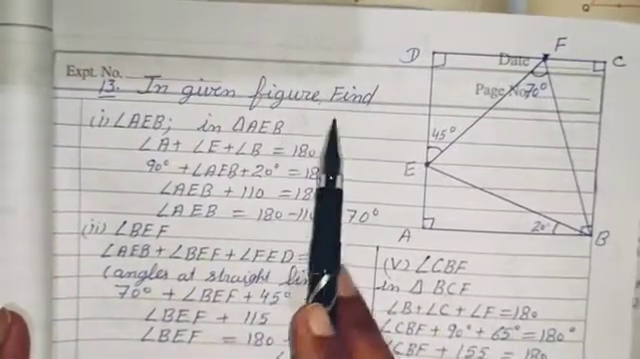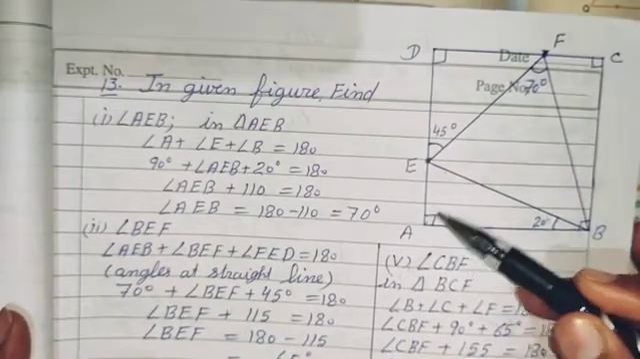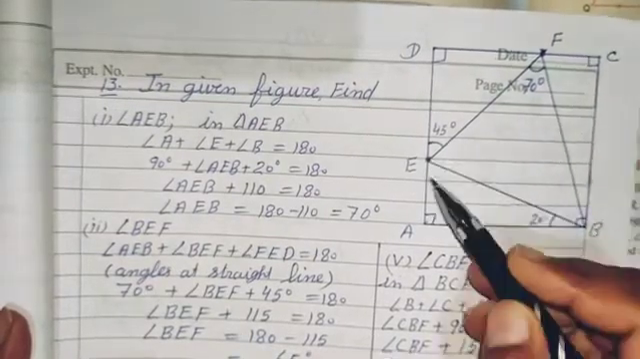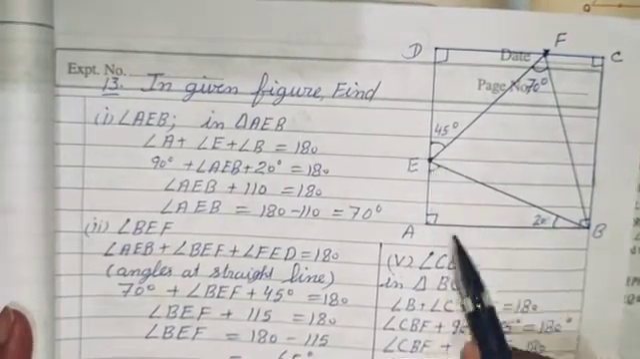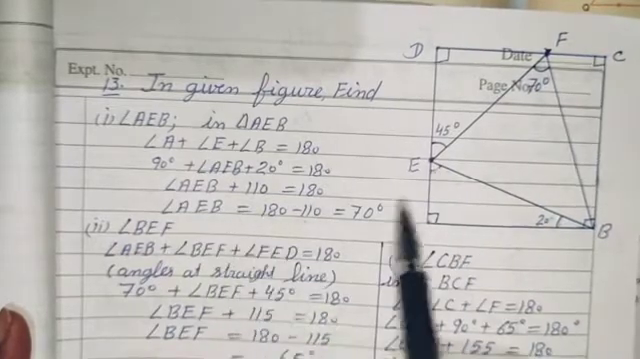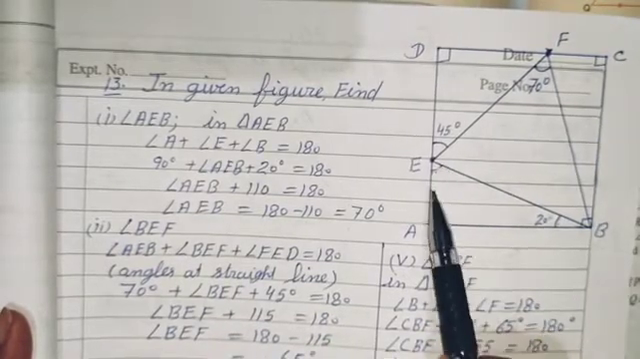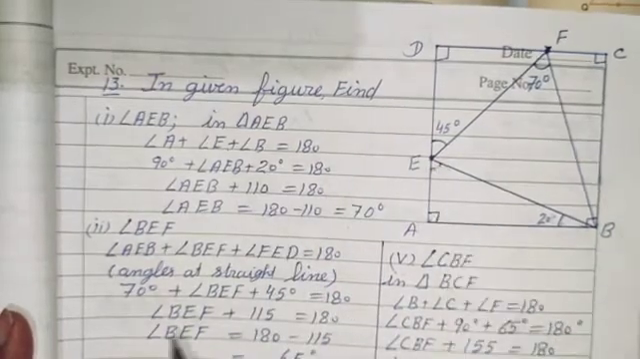Now in the given figure, find angle AEB. Angle AEB, we have to find this angle. This is given 90 degrees, it is 20. So by the angle sum property, we will find angle AEB equals 70 degrees. Because by angle sum property, angle A plus angle E plus angle B equals 180.